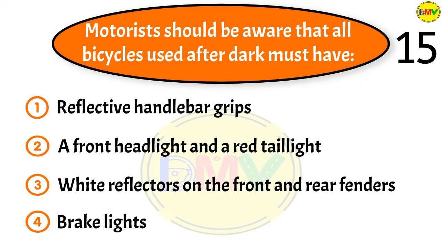Question 15. Motorists should be aware that all bicycles used after dark must have 1. Reflective handlebar grips. 2. A front headlight and a red tail light. 3. White reflectors on the front and rear fenders. 4. Brake lights. The correct answer is 2. A bicycle used at night must have a headlight visible from at least 500 feet ahead and a red tail light visible from at least 300 feet behind.